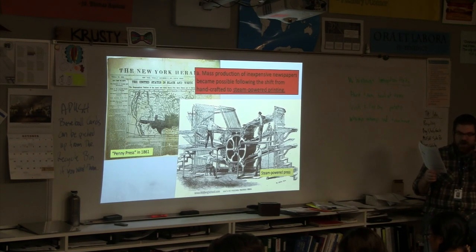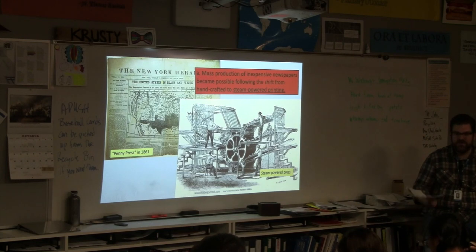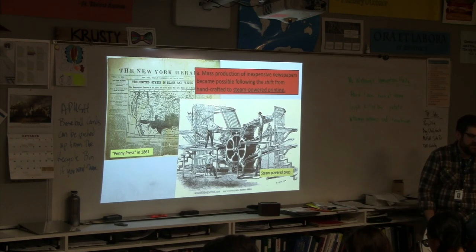Reduction in printing costs also made it possible for alternative sources of news and alternative audiences to be embraced. African Americans, the early days of the labor movement, slavery, slave abolitionists can also disseminate information because printing's just cheaper and more accessible.